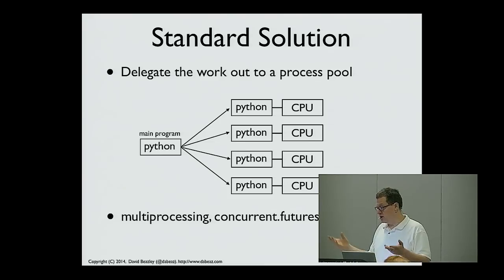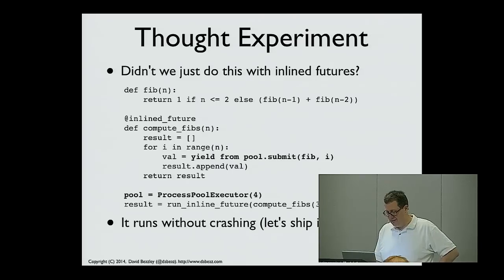If you have a bunch of work and you're concerned about that, punt it out to a process pool, which has multiple Python interpreters running. There are all sorts of libraries for doing this: multiprocessing, concurrent.futures. And here's the thought experiment. Didn't we just do this? Isn't this kind of what I was doing in the last section?